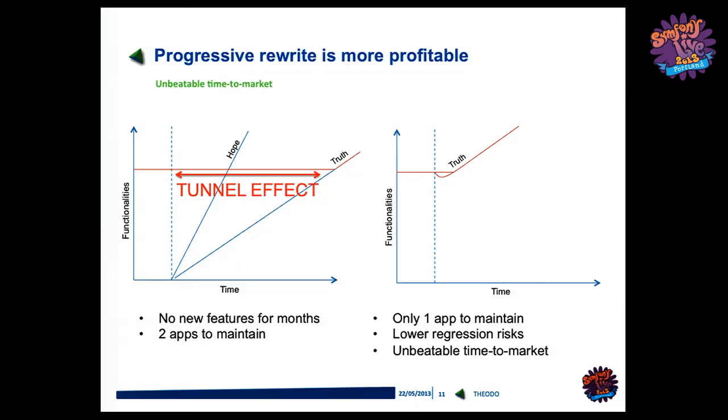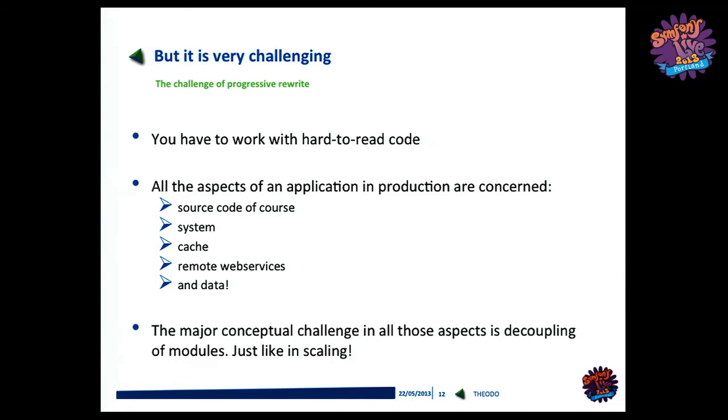Okay, so now why, if progressive rewrite is the way to go, wouldn't a technical team actually suggest it? I would say one of the main reasons is because it's really challenging. Of course you have to work with code that is really hard to read. And it's also because you're touching everything that concerns an application. You're touching the ugly source code, but you also have to work on the system, upgrading the system. You have to take the cache systems into account. You have to look at all the remote web services that can be connected to your app, and there's the data. If you want to change the model, that's going to be a really hard subject.